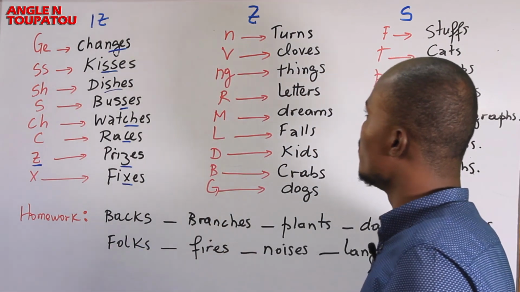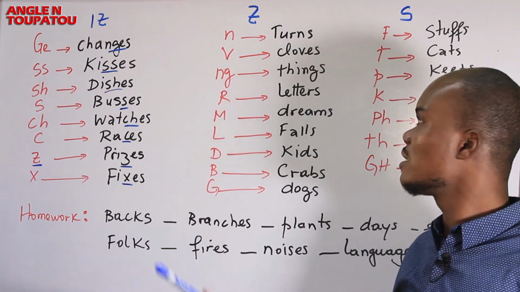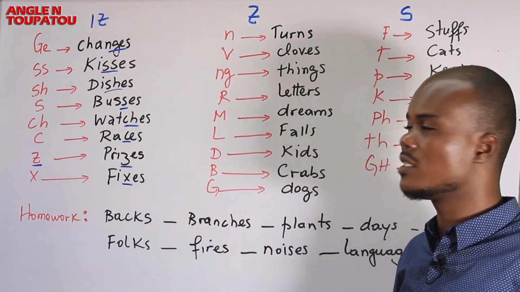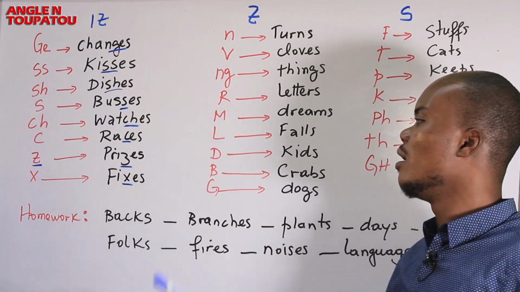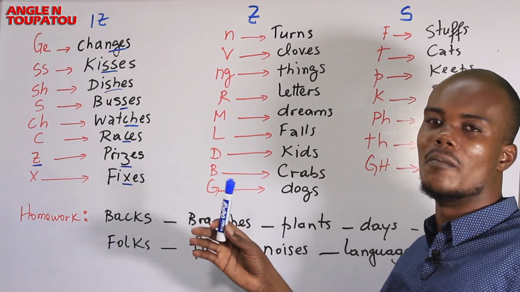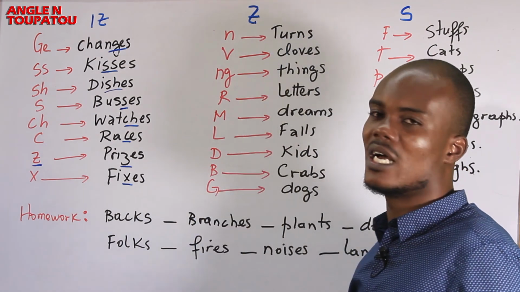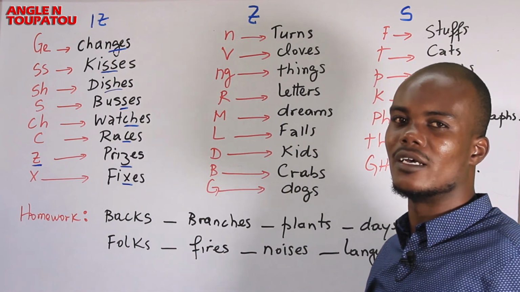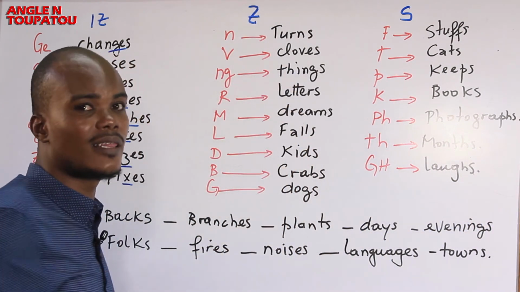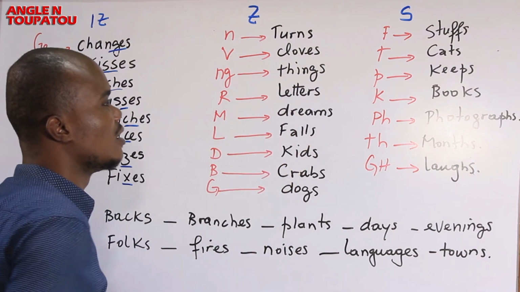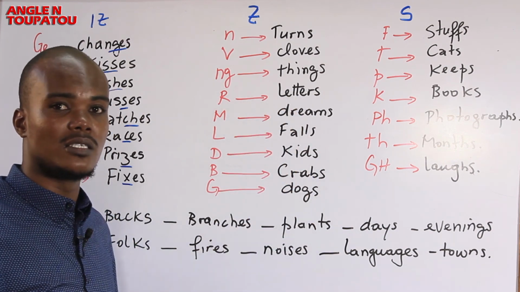Okay, and now let's go to the Z sound, as in N before S, V before S, R before S. I mean the sound before S, because I'm talking about sound, and D, etc. Like we say turns, and you say gloves. A pair of gloves. And you say things, all right? And letters. You hear the sound R before S. You pronounce this S as a Z sound.